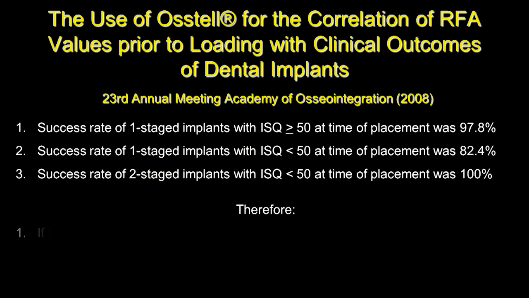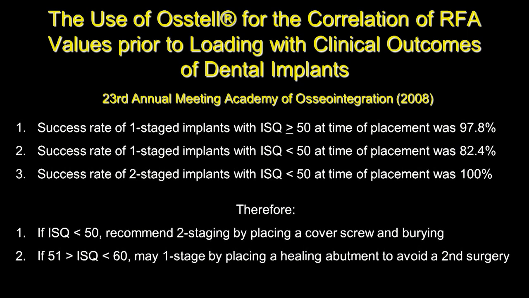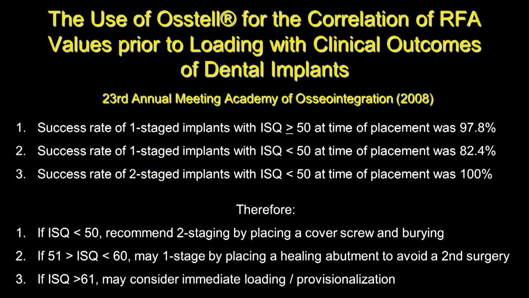So interpreting this data, our recommendations at that time in 2008 was to two-stage the implant, bury it or cover it if the ISQ measurement was below 50. And if it was between 51 to 60, we would consider one-staging it by placing a healing abutment or a transmucosal abutment through the implant, but not loading it. And if the ISQ value is higher than 61, we would consider immediate loading with a provisional restoration.